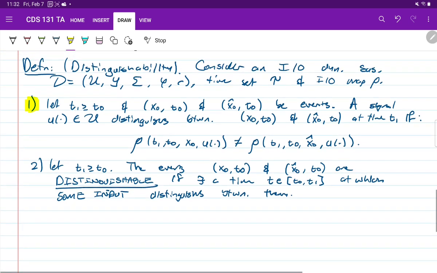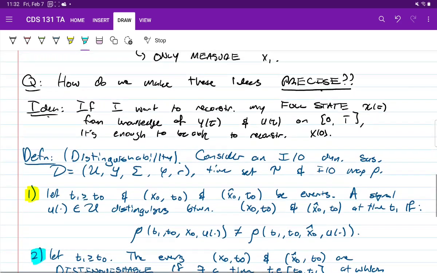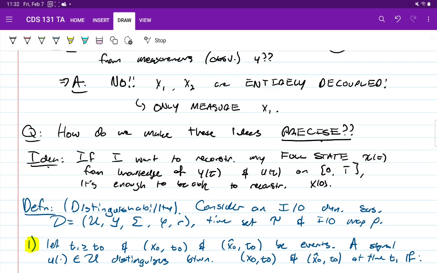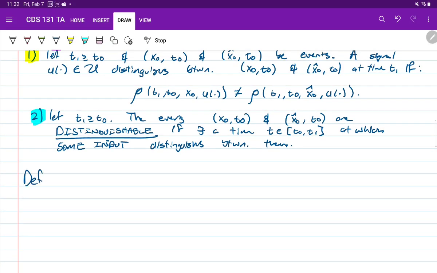All right, so condition 1 says what it means for an input to distinguish between two events. It means that eventually, right, at time t1, the outputs will be different. And point 2 over here says what it means for two events to be distinguishable. Two events are distinguishable if in this time interval we can find an input that distinguishes between them. Okay, so let's go ahead and bring this back to this idea of observability, which we had said was having to do with the ability to reconstruct our initial condition from output and input data. All right, so it brings us to the formal definition of observability.